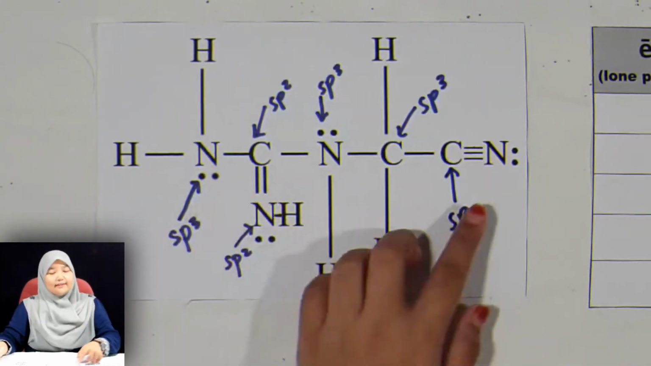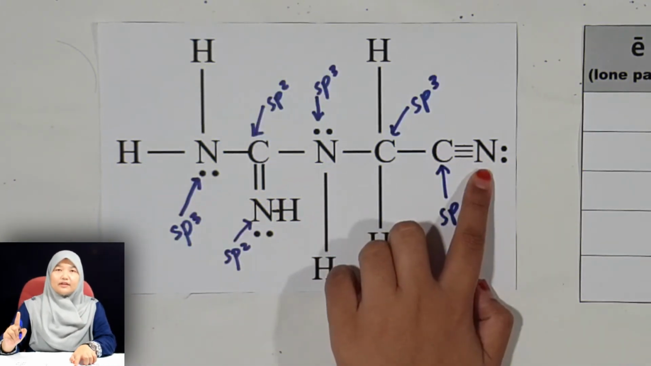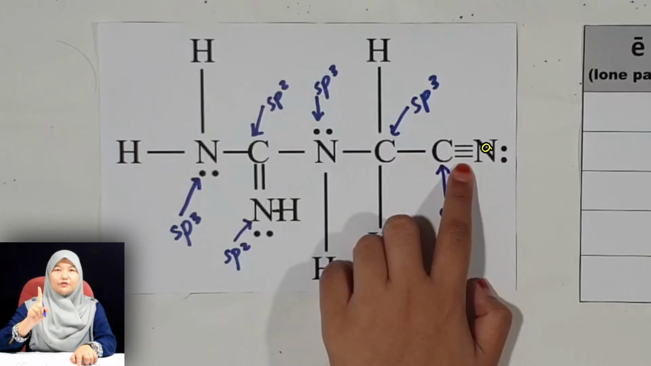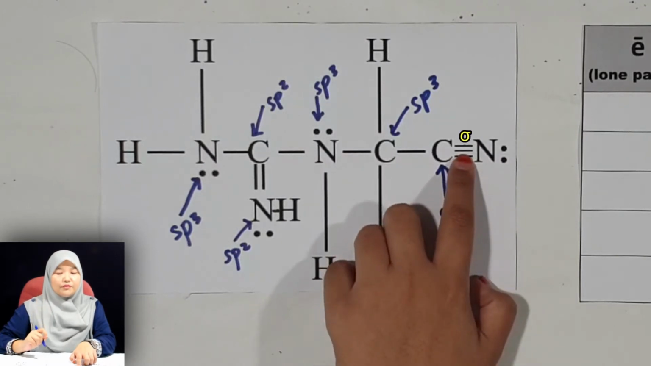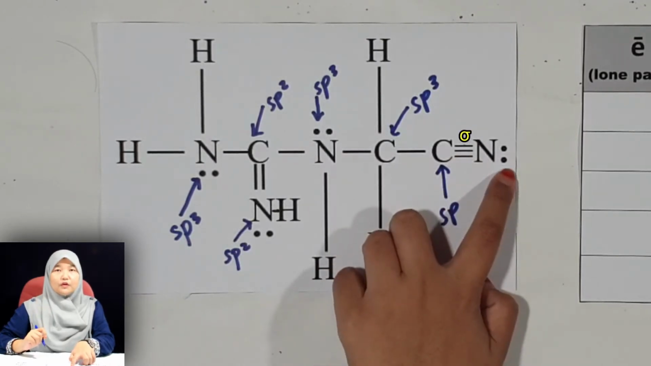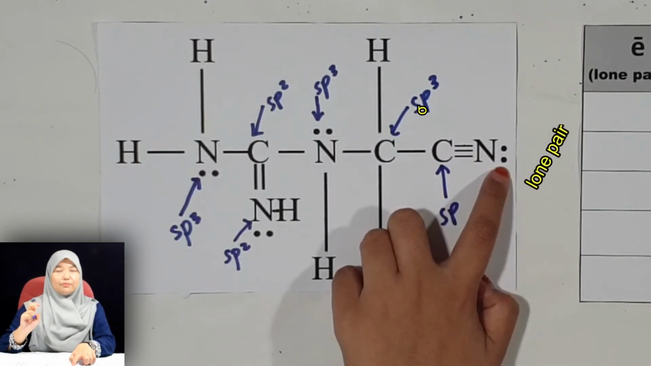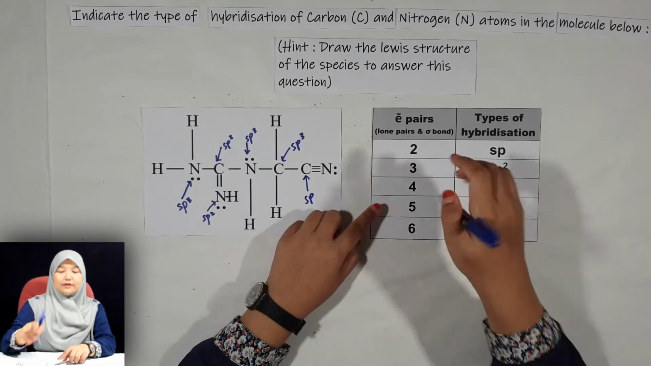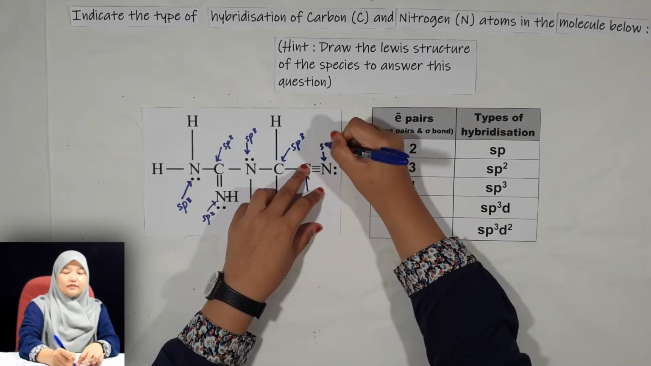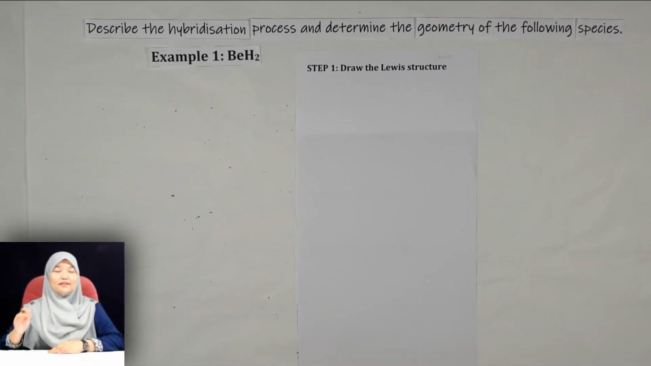Yang terakhir, nitrogen. Sama juga konsep tadi, triple bond, satu sahaja sigma, satu sigma bond, satu lone pair. 1 tambah 1, so ada 2 electron pair sp. So nitrogen sp. Now let's move to the next example.